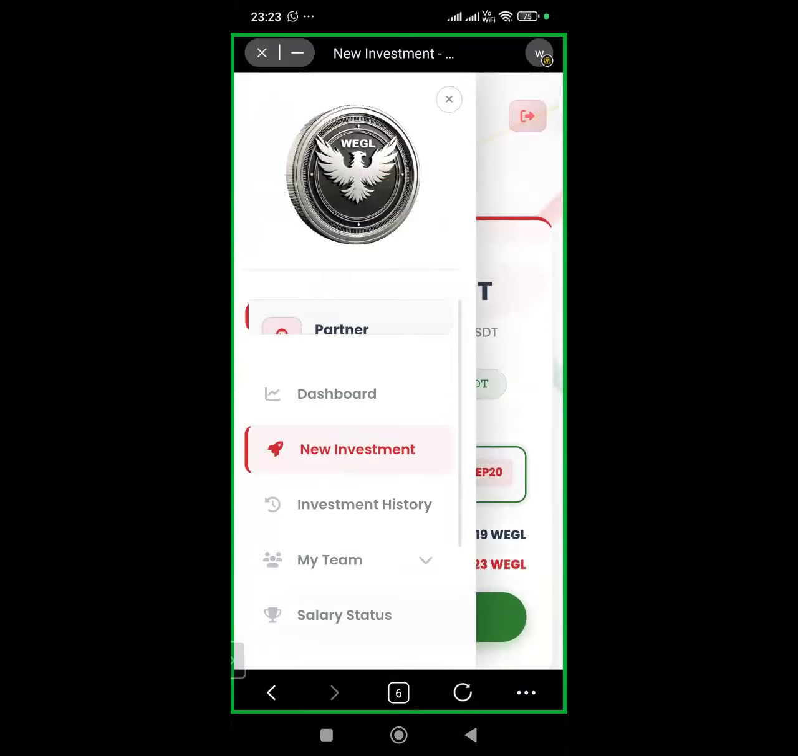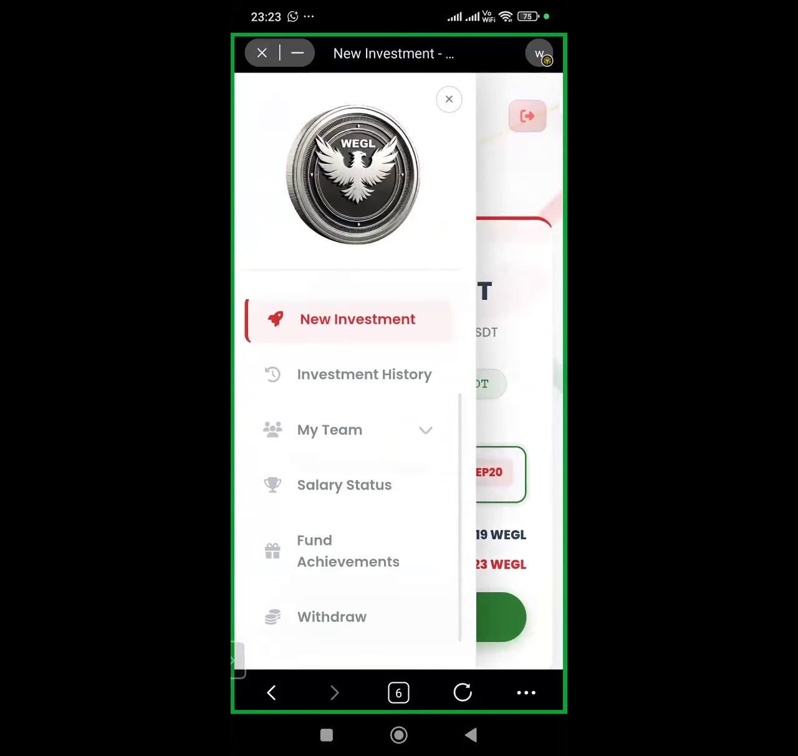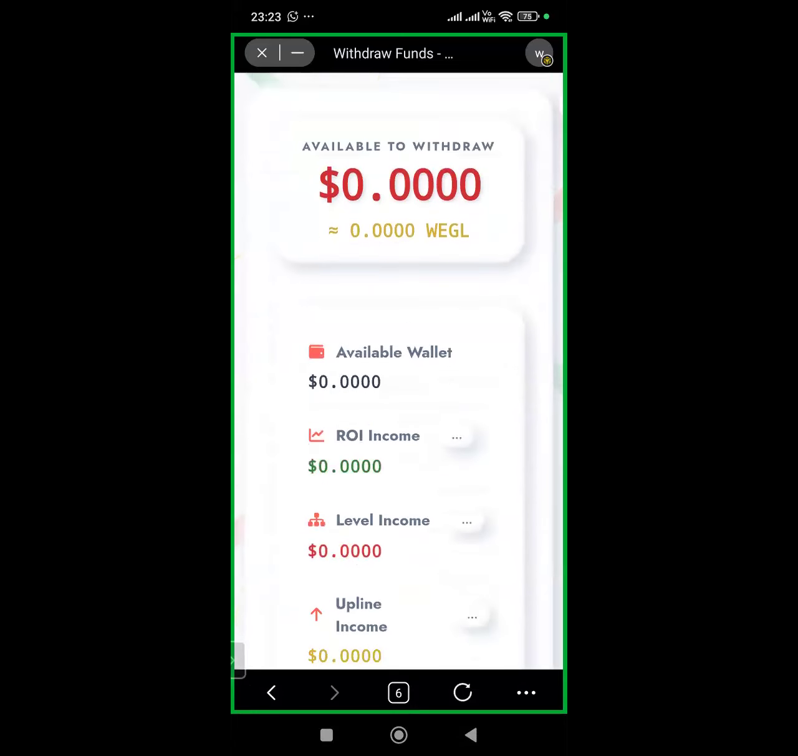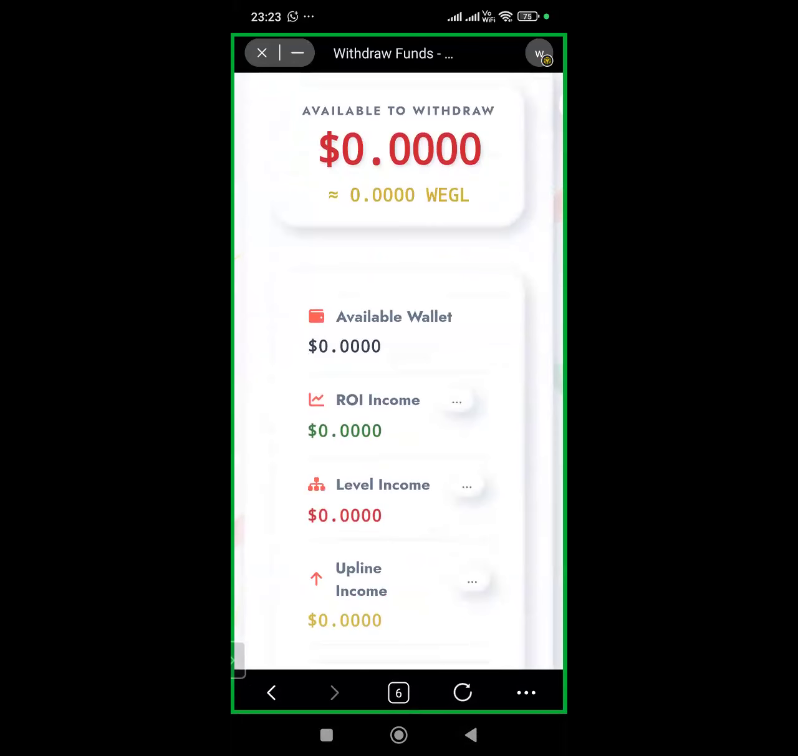Now, regarding the back office, if you want to see your capping and everything, you can go and see. If you click on the withdraw button, you can see each and everything, your profit generation, everything you can see here.